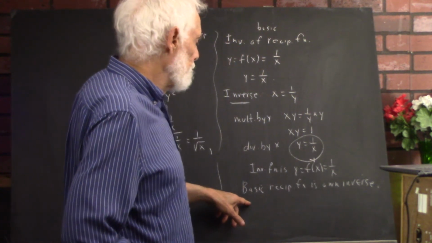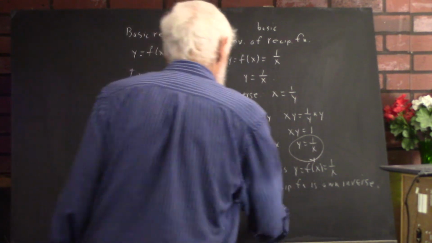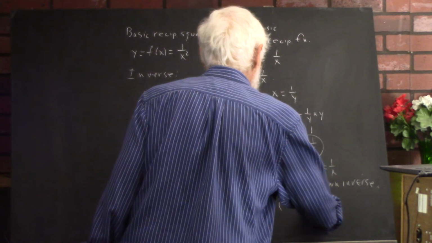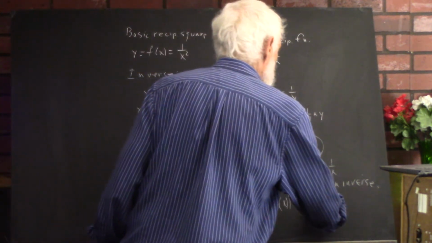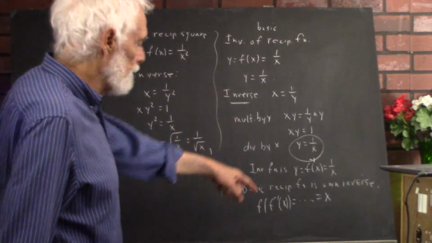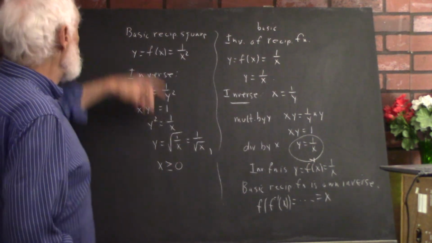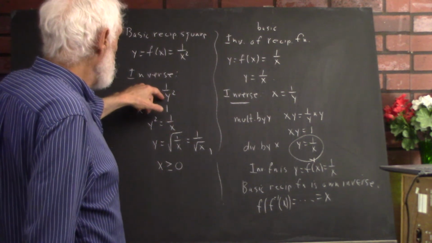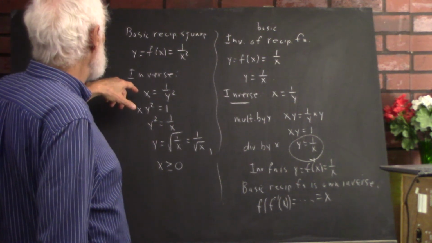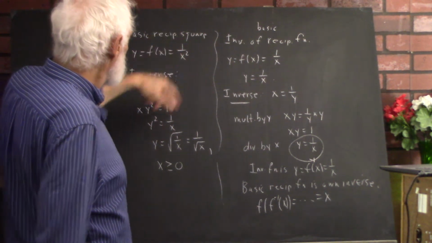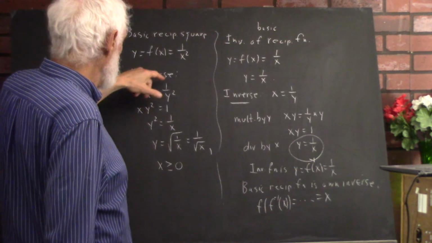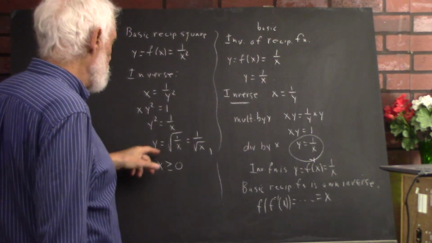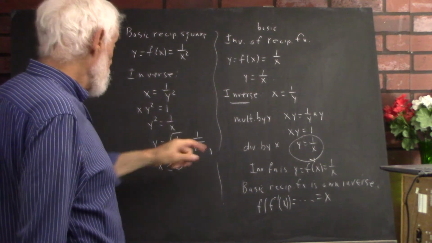And you see that the basic reciprocal function is its own inverse, and you can work out yourself f of f inverse of x equals, and so forth. It's going to end up equaling x, but you need to see why, so you want to work that out. The basic reciprocal square function, what's its inverse? Well, the function is y equals 1 over x squared. The inverse can be characterized as x equals 1 over y squared. x y squared then equals 1, y squared equals 1 over x, so that y is the square root of 1 over x, which is 1 over the square root of x.